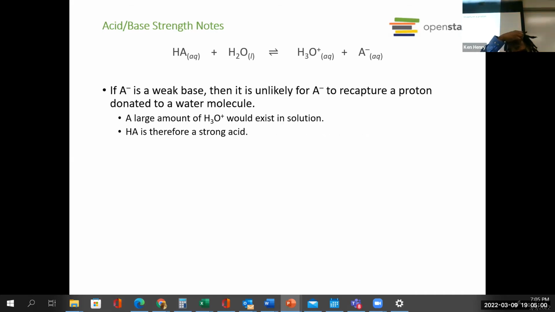Okay. So if the conjugate base is a weak base, then it is unlikely to recapture the proton. That basically means we have low concentrations of A minus, so the reaction is going to be driven in this direction. Therefore, HA is going to be a strong acid.